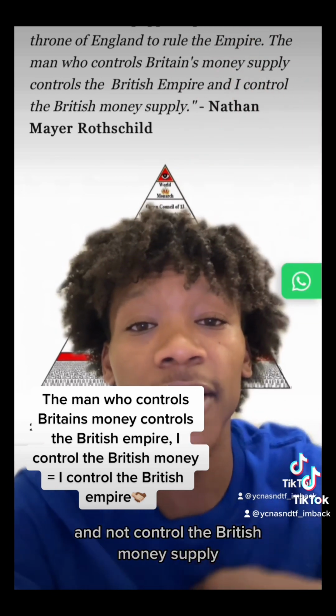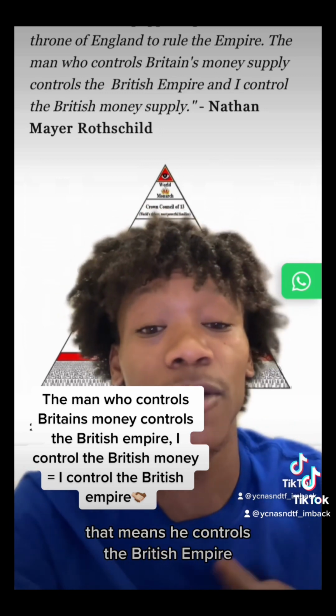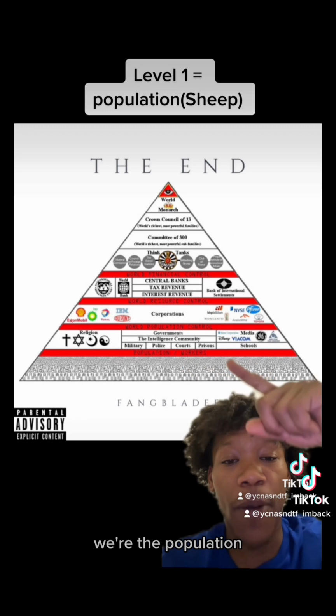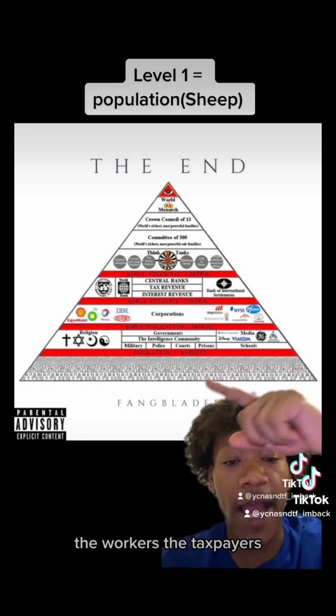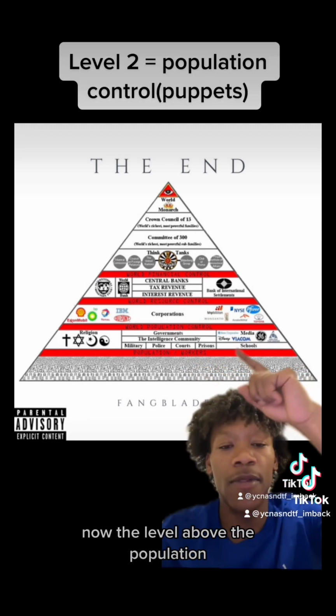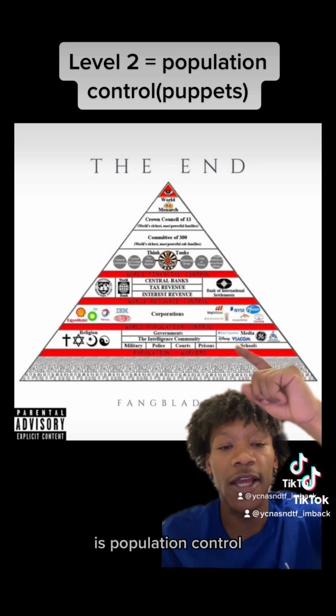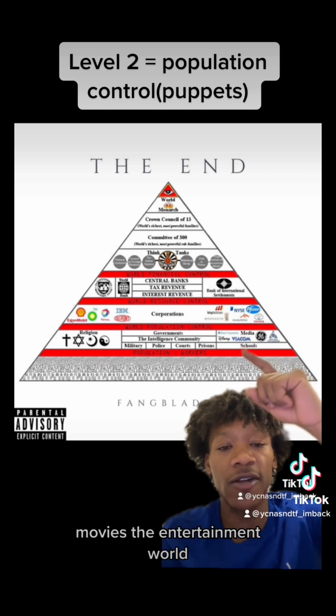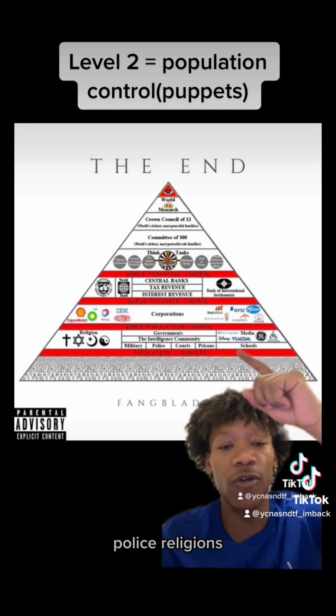And I control the British money supply. That means he controls the British Empire. Now, this is where we are at. We're at the bottom. We're the population, the workers, the taxpayers. We're amongst the sheep. Now, the level above the population is population control. This is the government, movies, the entertainment world, police, religions.